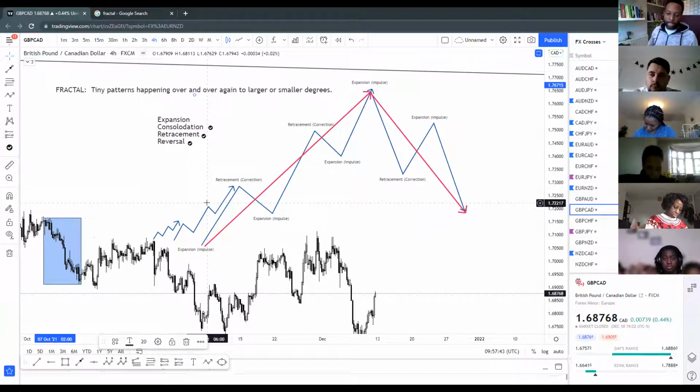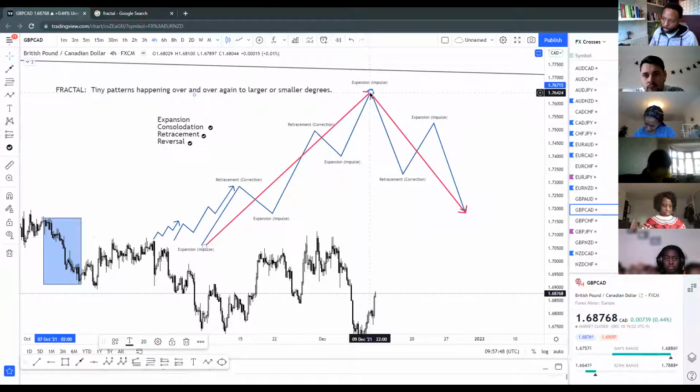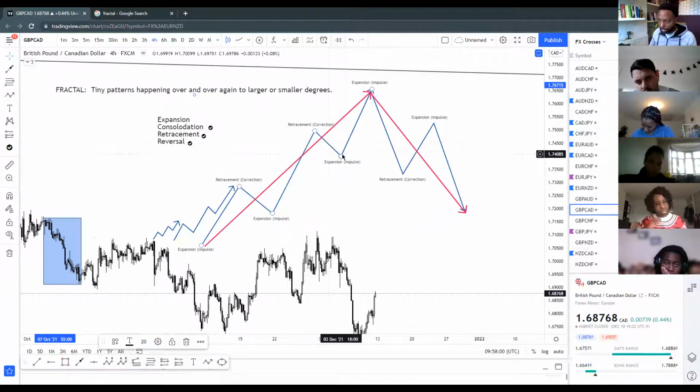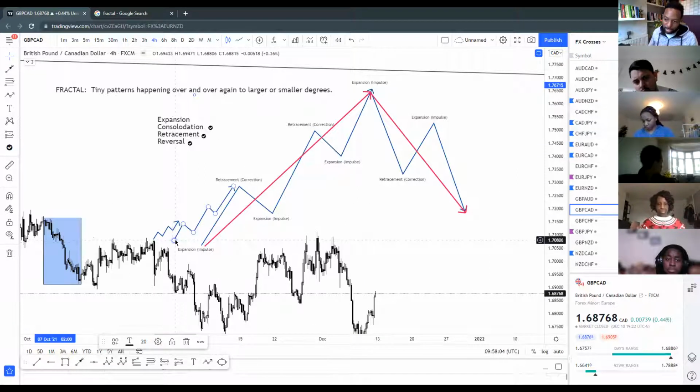Let's just do that one more time. The pink line is the daily: one big impulse followed by one big correction. But that is made up of, on the 4-hour chart, smaller impulses and corrections, expansions and retracements, the same thing, call them what you want. And that 4-hour chart is made up of still smaller expansions and corrections on the 1-hour chart. And you could drop down again onto the 15-minute or the 5-minute and see smaller expansions and corrections and keep on going down and going down.